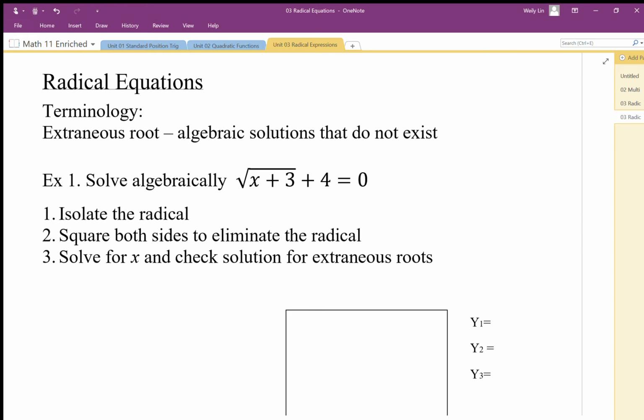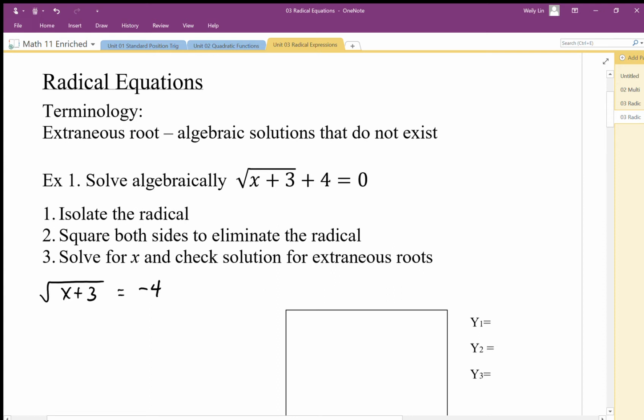Okay, so we can solve algebraically for this square root equation by undoing the plus. So remember, algebra is just going to be doing the opposite operation. So we're going to get rid of the plus with a minus. Okay, so we're going to isolate the radical. So I'll show the steps here. So I'm going to go x plus 3 is equal to negative 4. Okay, so we're going to subtract 4 from both sides.